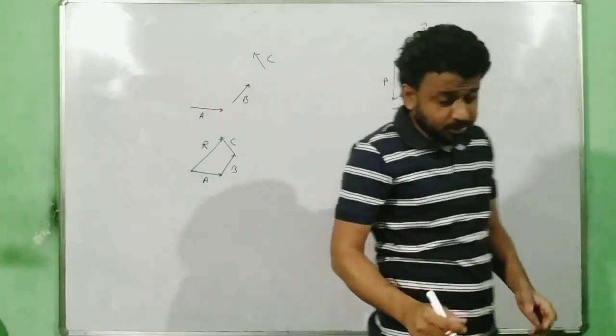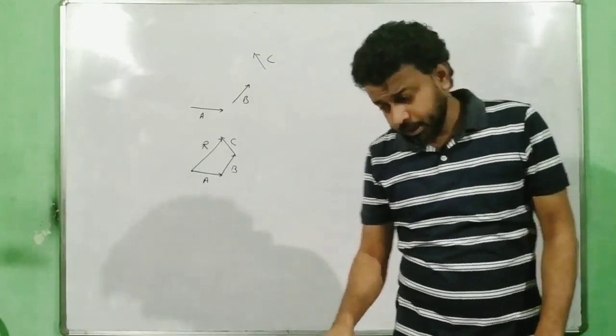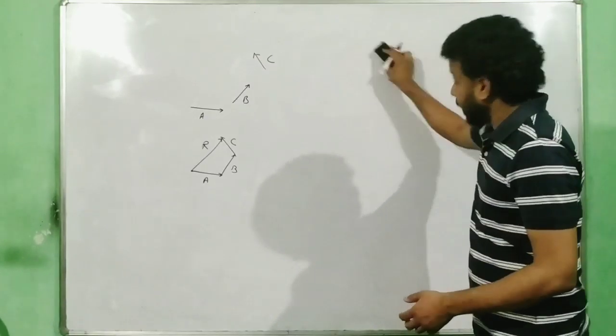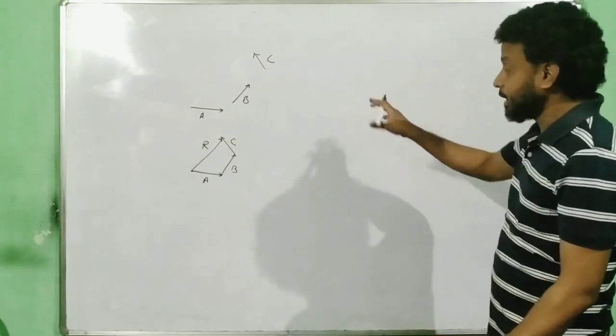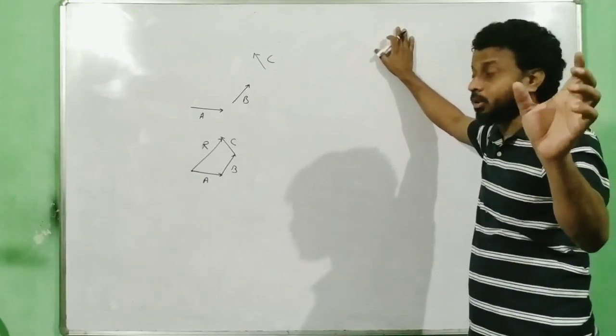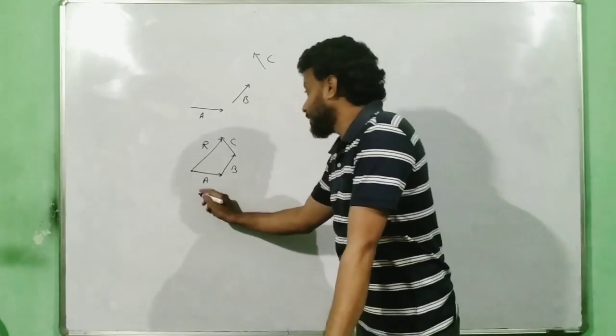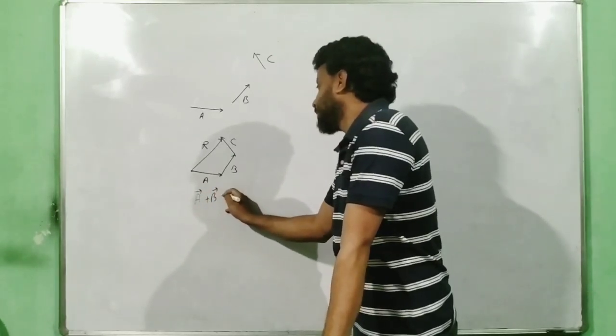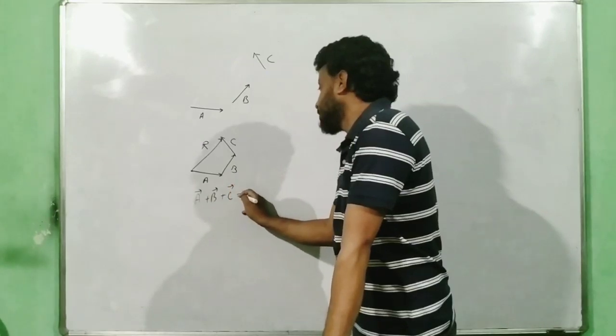Then we will find some questions which will be like resultant is 0. Okay, I will not go to resultant is 0. That's the next step. There will be some questions in which they will give you a diagram and then it will ask you to write the vector expression. Like what is the vector expression over here? The vector expression is A vector plus B vector plus C vector equals to R vector.